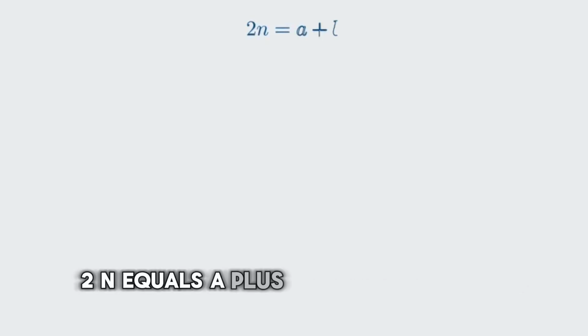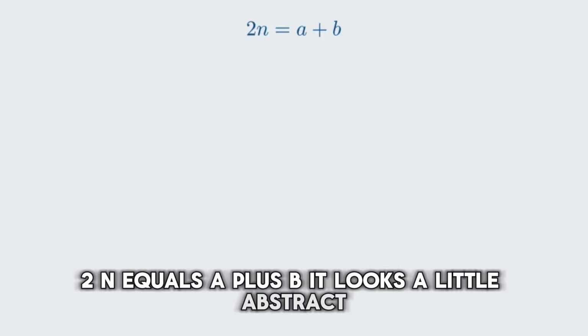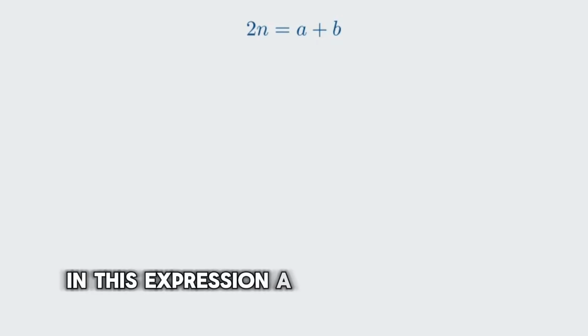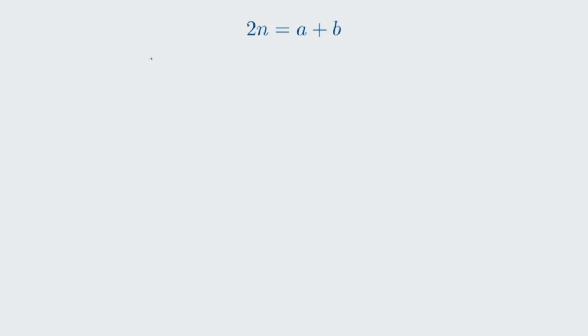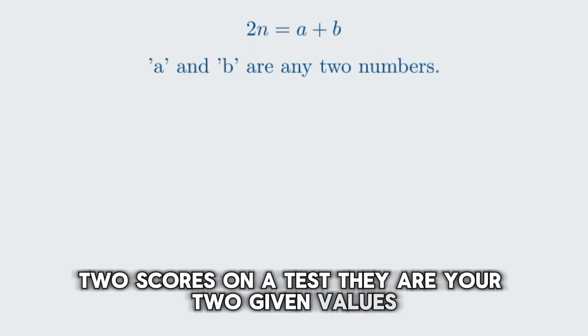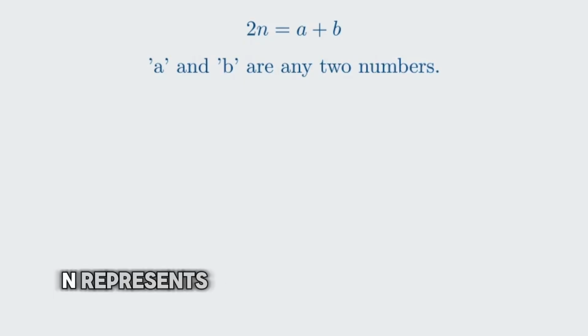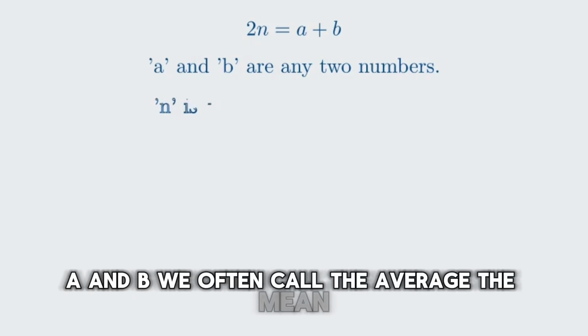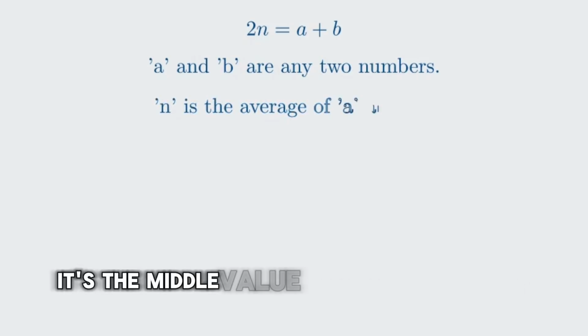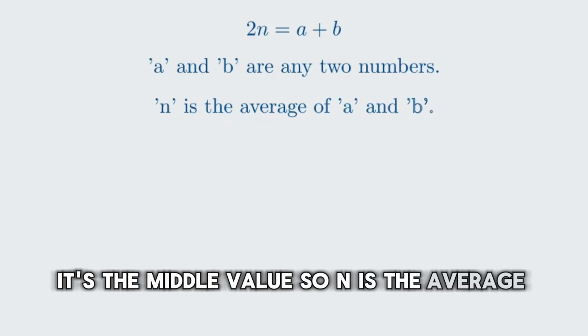Our main focus is this equation, 2n equals a plus b. It looks a little abstract, so let's break down what each part represents. In this expression, a and b are just any two numbers. They can be two of anything: two ages, two prices, two scores on a test. They are your two given values. And what about n? n represents the average of those two numbers, a and b. We often call the average the mean or the arithmetic mean. In simple terms, it's the middle value. So, n is the average of a and b.